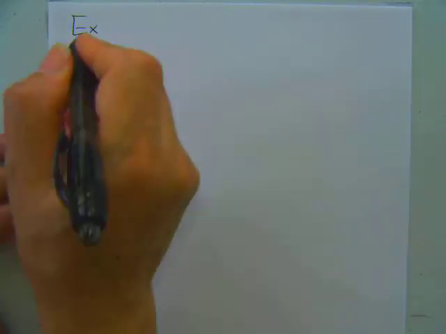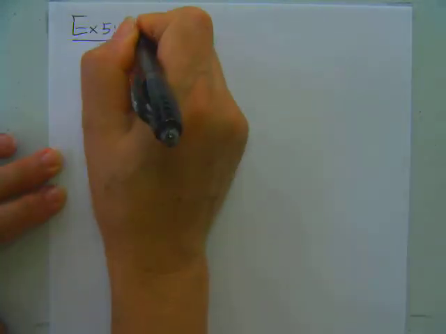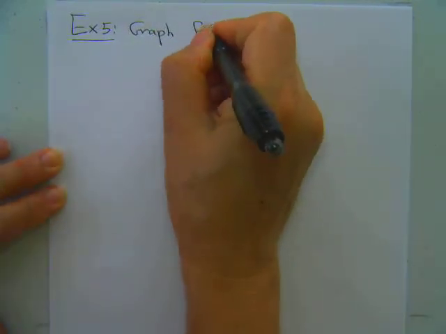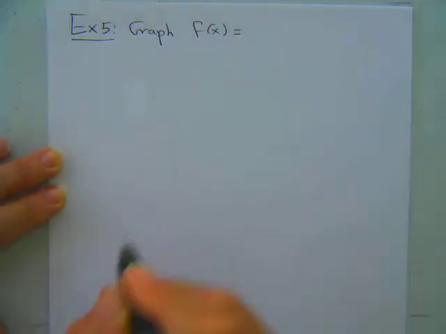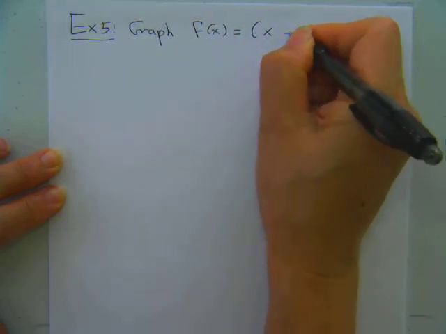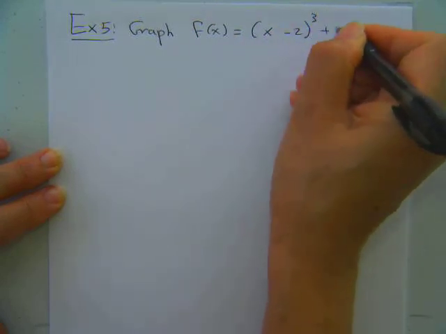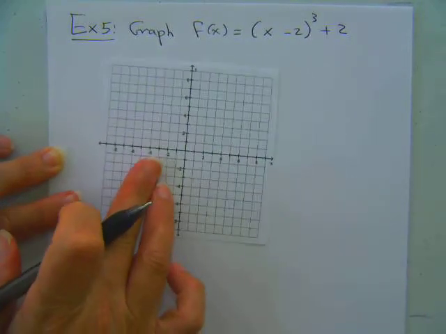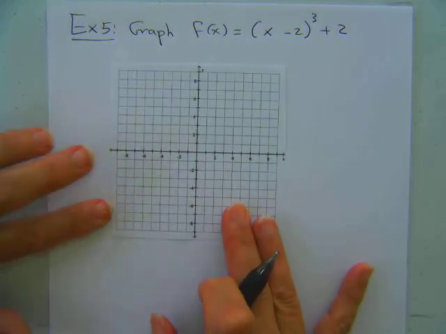Okay, the last one that we did not use is a cube root, so this way I feel good that I used every single basic function. So let's do example 5 and the last one, and let us say you're asked to graph f of x is equal to x minus 2 cubed plus 2. I would have let you do it on your own, but let's do it together.